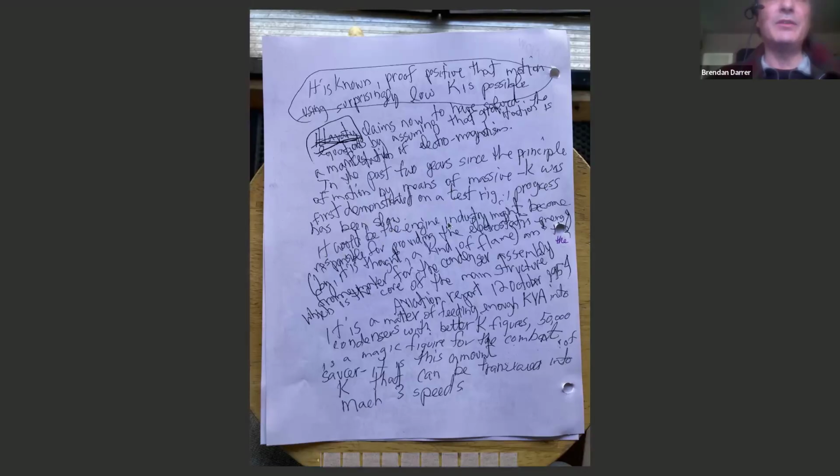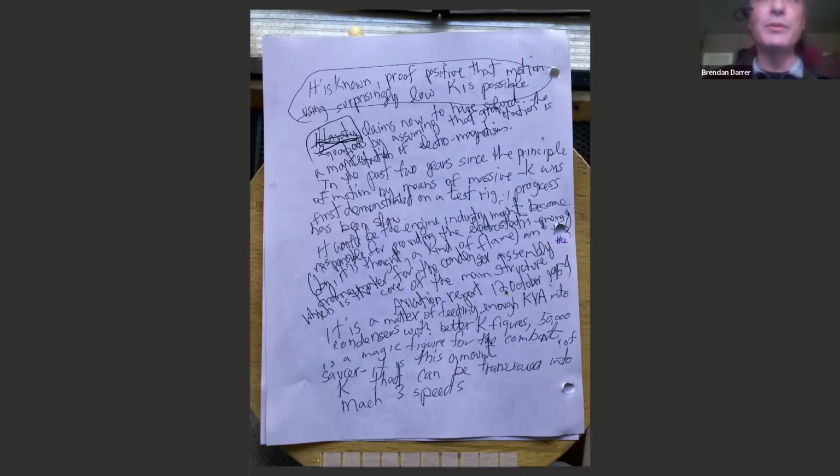It could be the engine industry that might become responsible for providing the electrostatic energy, a kind of flame maker for the condenser assembly, which is the core of the main structure.